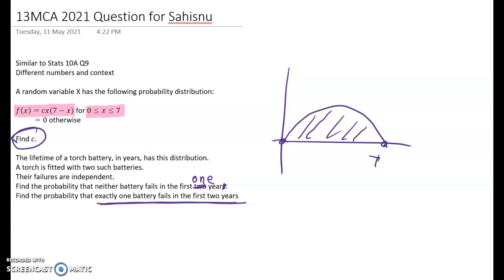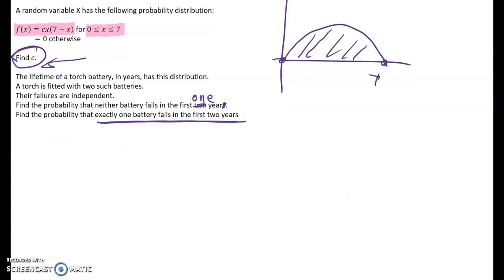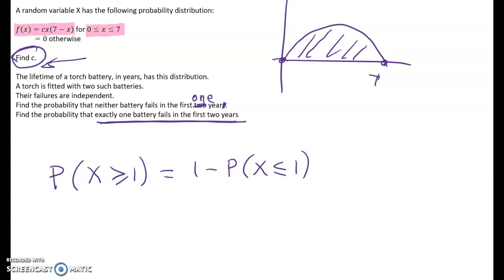But the basic idea is that we're going to figure out the C value, and then find the probabilities as follows. The probability that a battery lasts for more than 1 year is equal to 1 minus the probability that it fails in that first year, right? We're pretty loose with whether this is a strict or a weak inequality because I'm working with a continuous distribution.